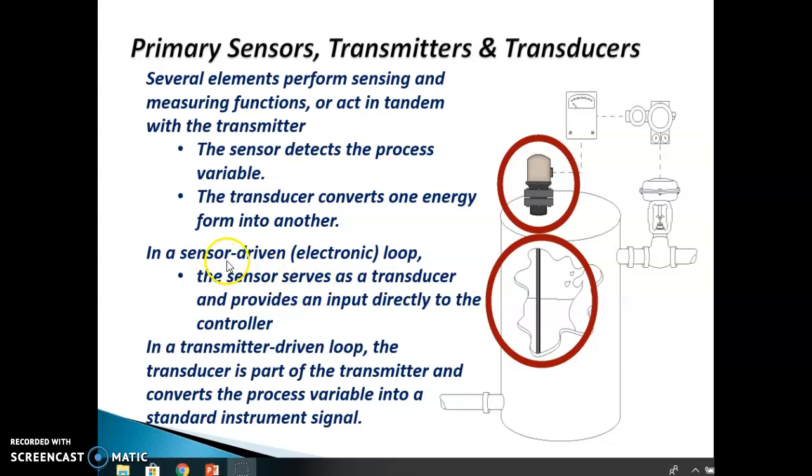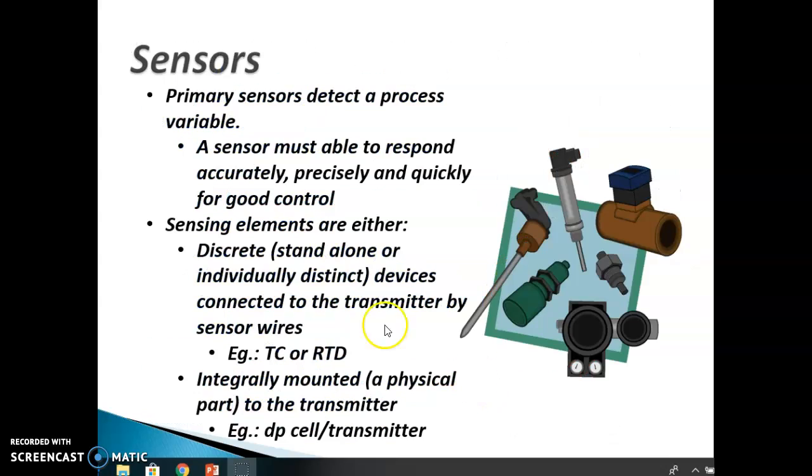So here we're looking at a sensor-driven, an electronic loop. The sensor serves as the transducer and then provides input directly to the controller. In a transmitter-driven loop, the transducer is part of the transmitter and then converts the process variable into the standard electronic signal. Okay. All right, let's talk about different sensors.